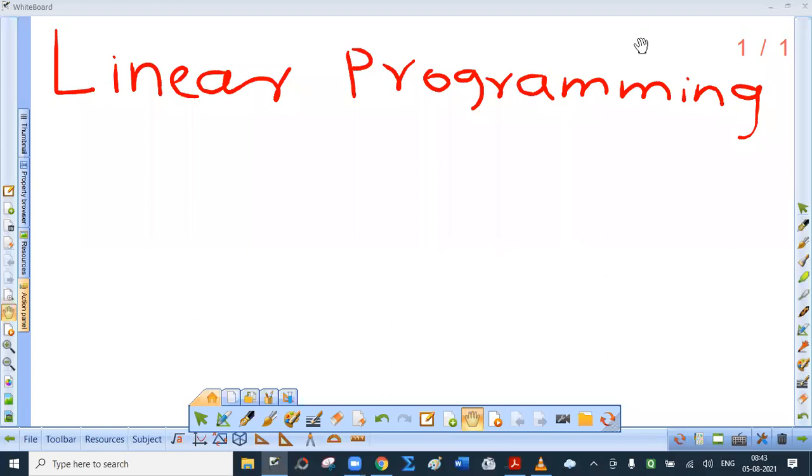Today we are going to start a new topic, linear programming. Now, when two expressions are connected by the equality symbol, the statement is called an equation. So I can say that A equal to B. It is an equation.